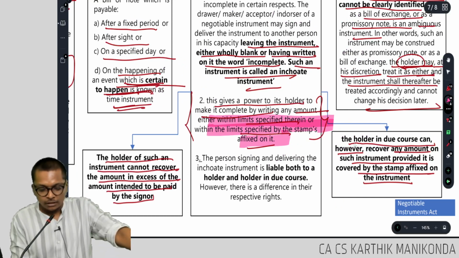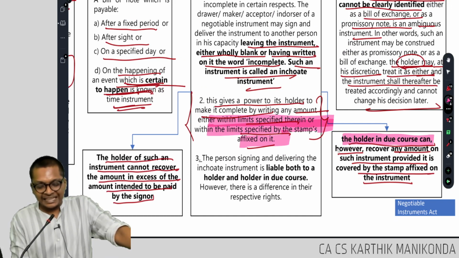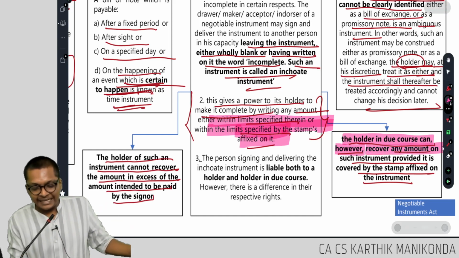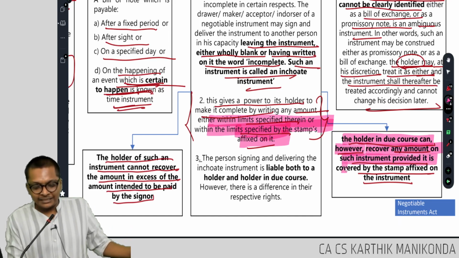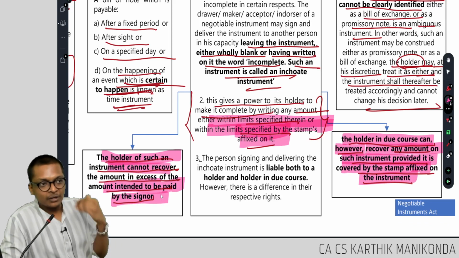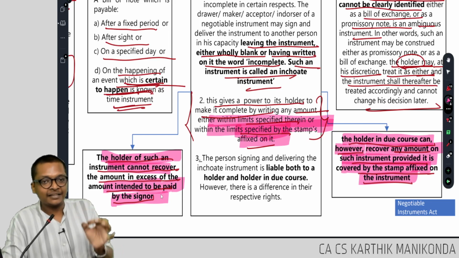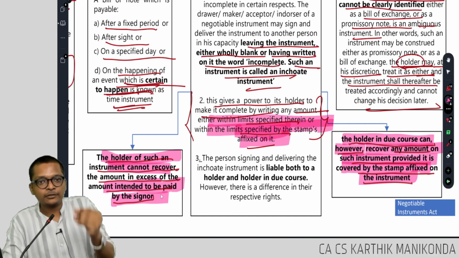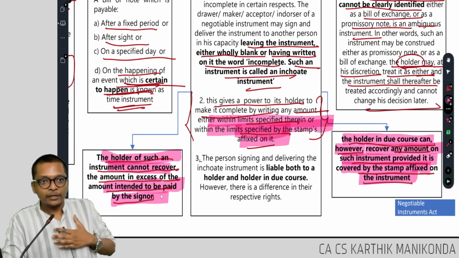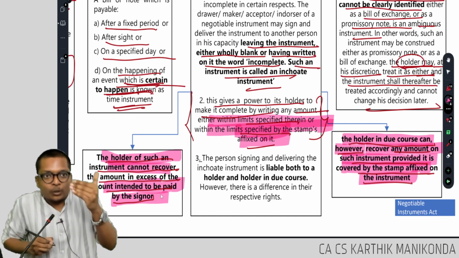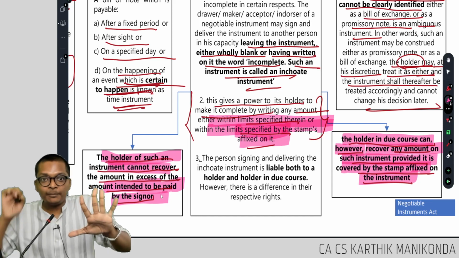Now read these points again. The holder in due course can, however, in the blank instrument, when I fill the amount, recover any amount on such instrument provided stamp duty allows for the same. Holder can recover only what was intended to be paid by the signer. To give you a classic example, I gave Hayagriva a blank check. Today is his birthday. I told him, happy birthday. Okay, take 5,000 rupees as a gift. So I wanted to pay him how much? 5,000. So I gave a gift to Hayagriva for how much? 5,000, a blank check.